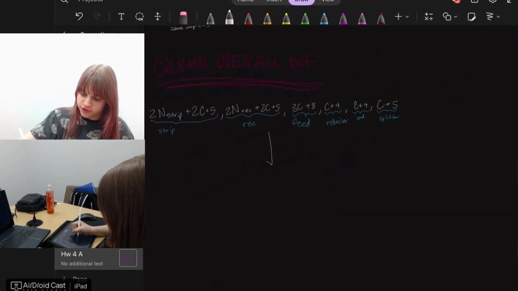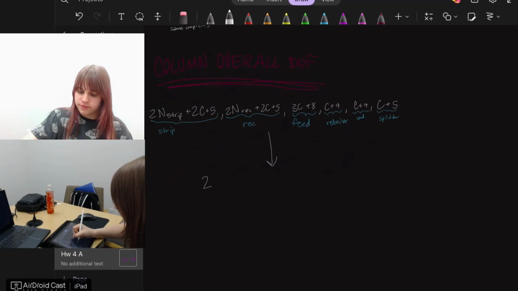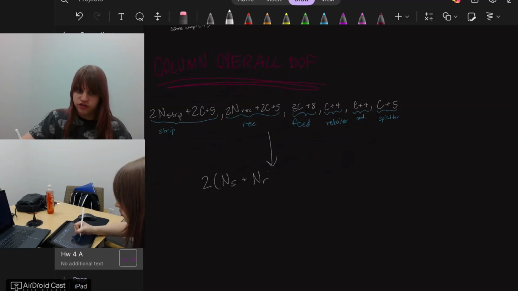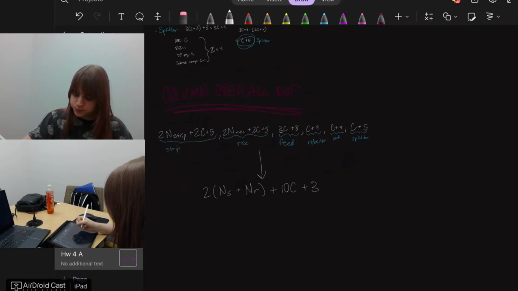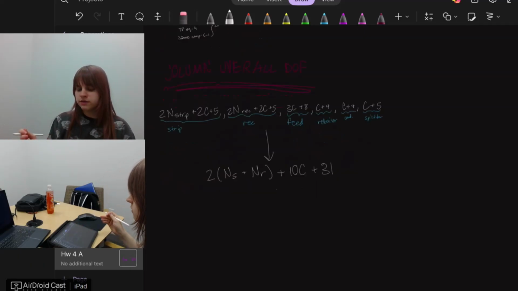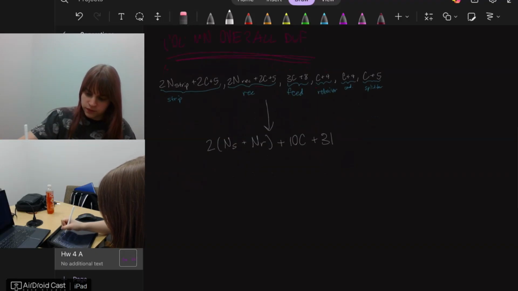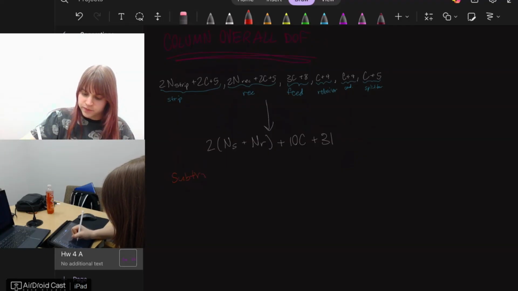And adding that all together, we are left with 2 times N_S, where I'll just use an S for strip, plus N_R for the rectifying stages, plus 10 C's, plus 31. So as long as you know your number of components, the number of stripping stages and the number of rectifying stages, you could calculate this. But we're not done yet because we need to subtract the double counted stages.